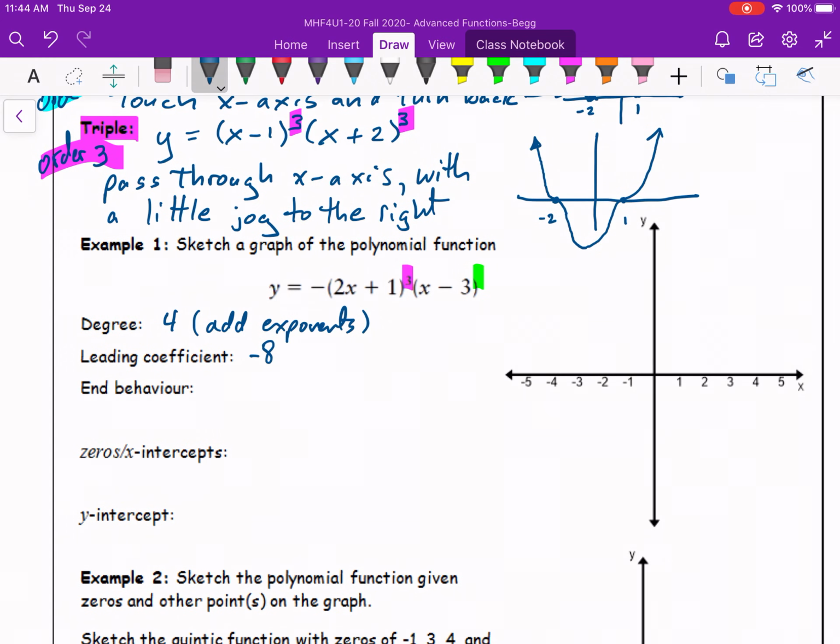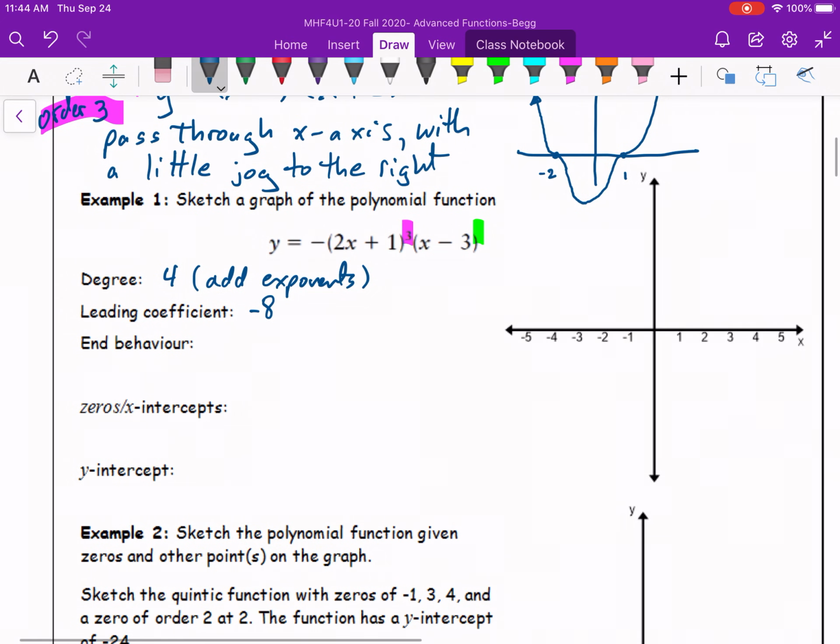End behavior. Well, if it's an even degree with a negative leading coefficient, then the end behavior is going to be like a parabola opening down, which means as x goes out to the left, negative infinity, y is going to go down towards negative infinity. As x goes out to the right, positive infinity, then y is still going to go down towards negative infinity because it's a parabola opening down. That's what we're looking at.